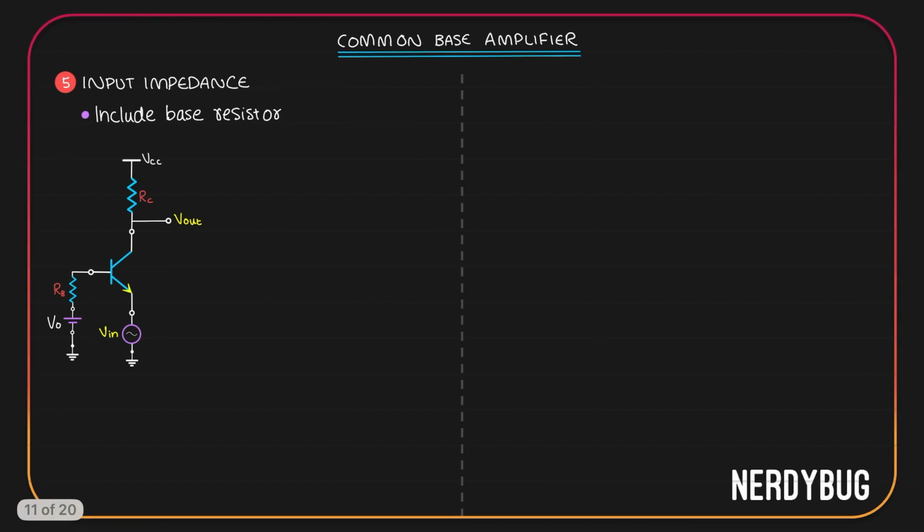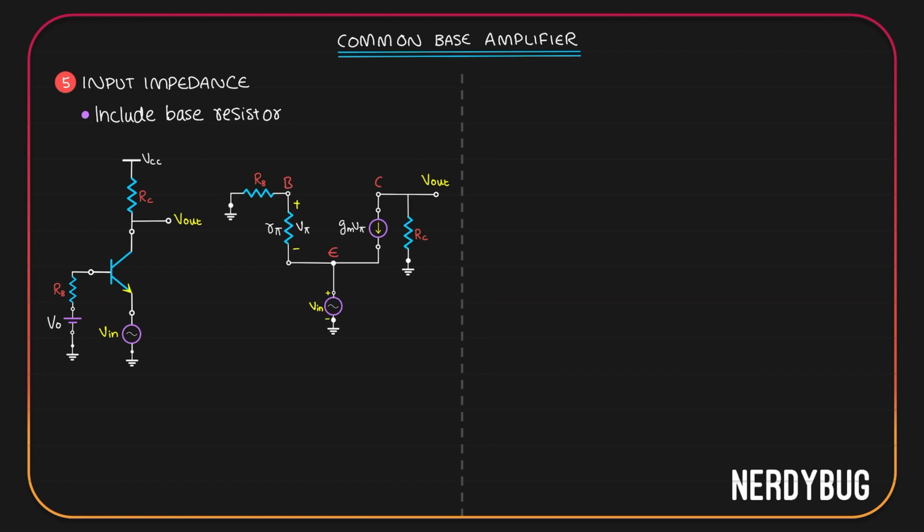Now let's find the input impedance when the base resistor is included. In the circuit diagram, you can see Rb over here. Rs has been removed. So the small signal model will look like this. To get the input impedance, the first thing we have to do is switch off all the independent sources. We have one independent source which is V input. If I switch it off, emitter will be directly grounded.